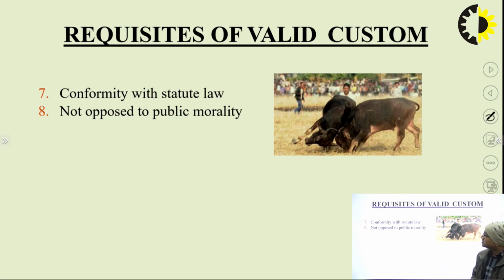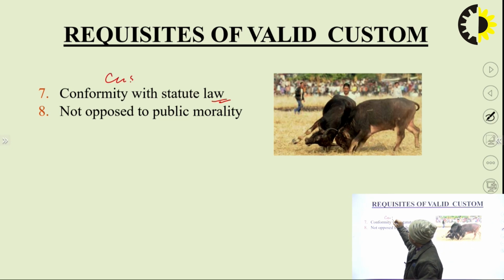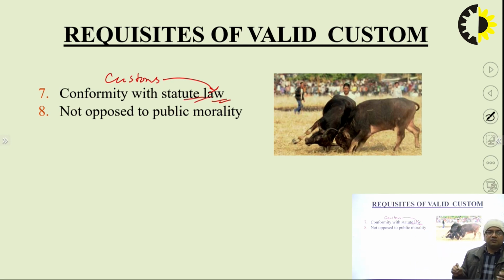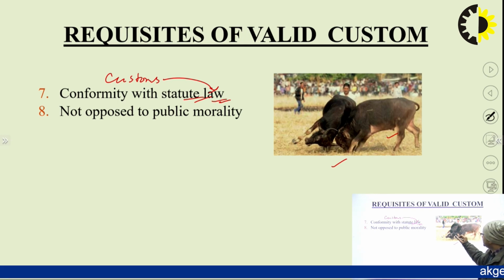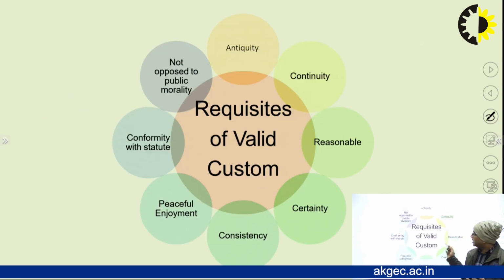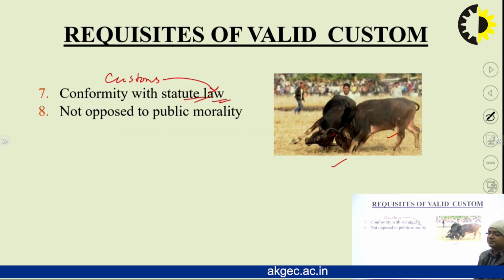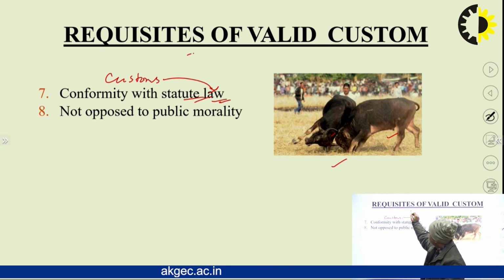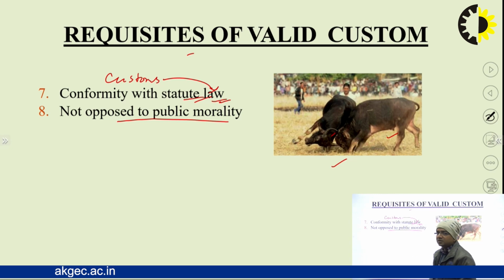Next, the conformity with statute law. Are the customs as per the laws made in that particular country or not? This is an important thing, because here we may take the case of a South Indian sport or custom known as Jallikattu, in which we generally find that bulls attack each other and sometimes get injured. And lastly, the important requisite is that it shouldn't oppose public morality.